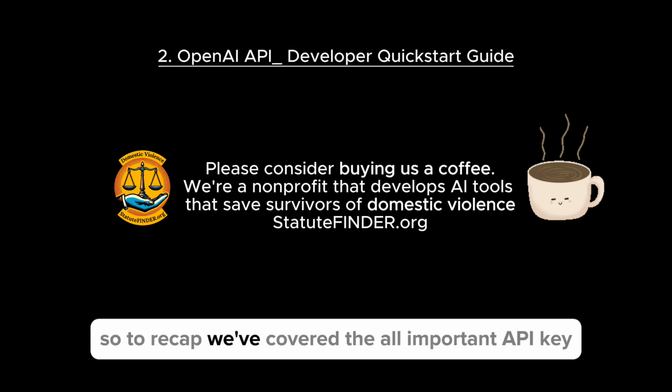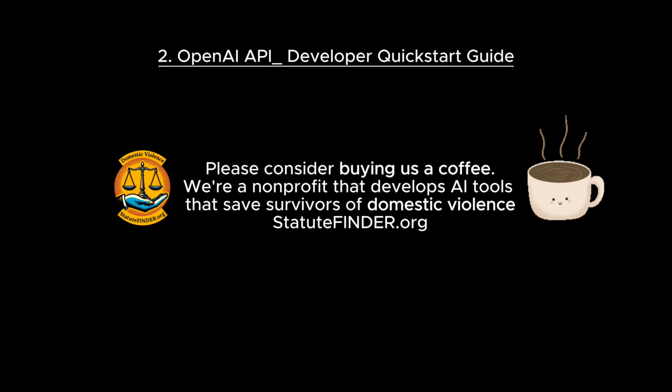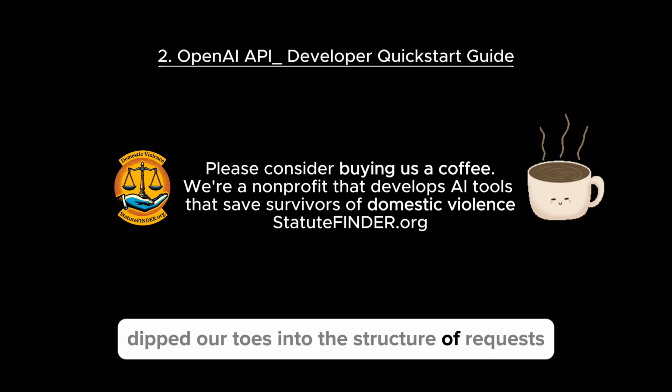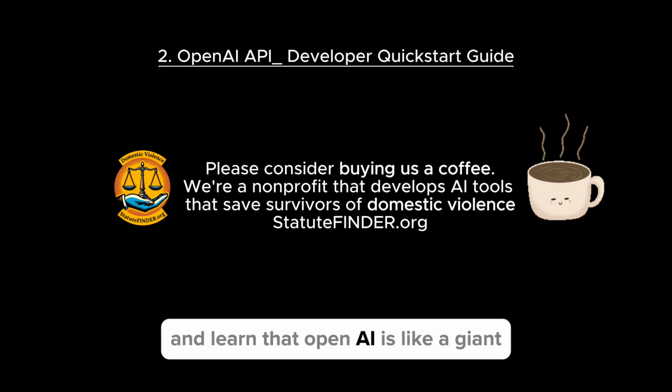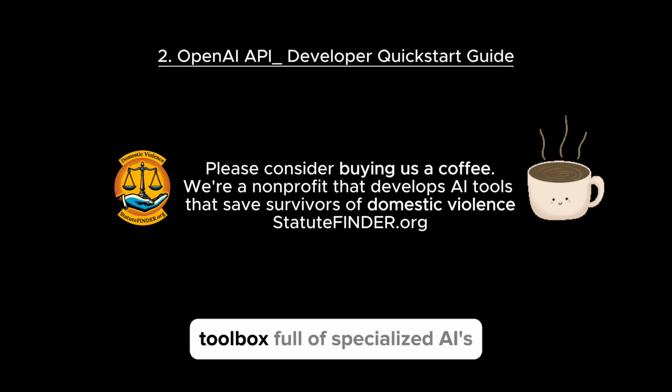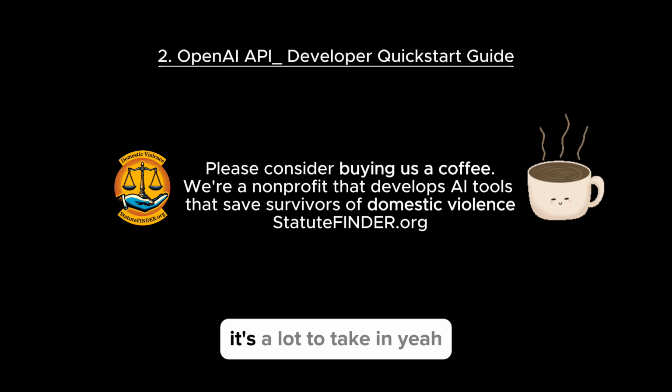Okay, so to recap, we've covered the all-important API key, dipped our toes into the structure of requests, and learned that OpenAI is like a giant toolbox full of specialized AIs. That's right. What an episode. It's a lot to take in.